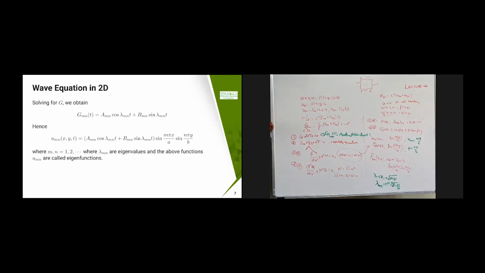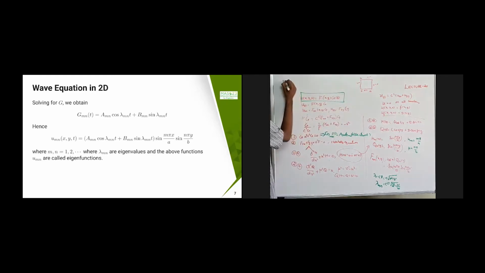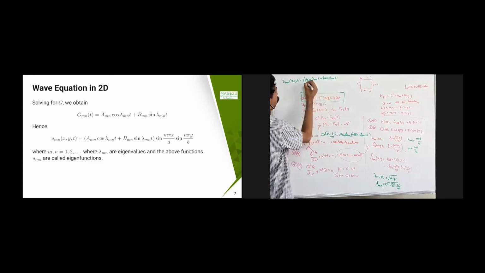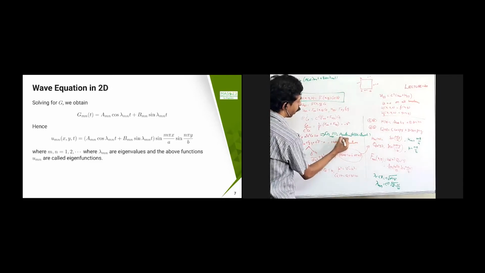Therefore, you are going to get your original solution. So umn of x comma y comma t is going to become, I have to substitute this one, a cos lambda mn t plus b sin lambda mn t. Since it is involving m and n, here also I can keep it like mn.